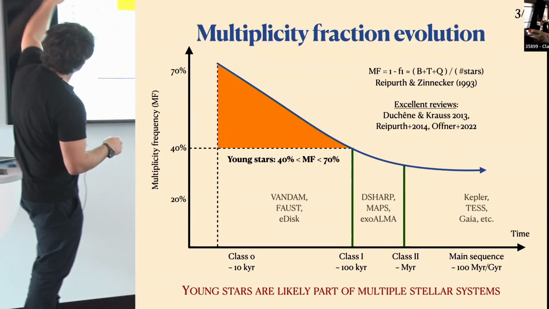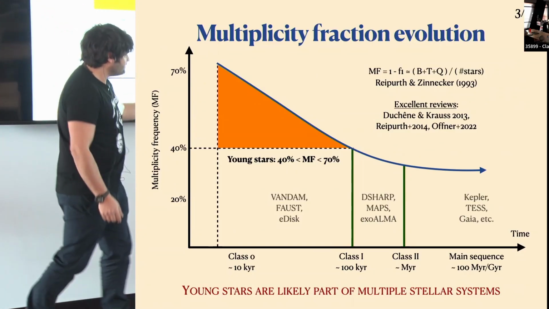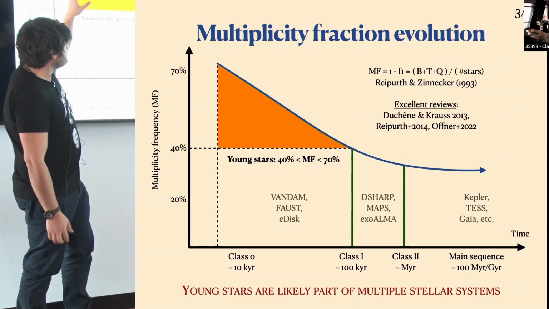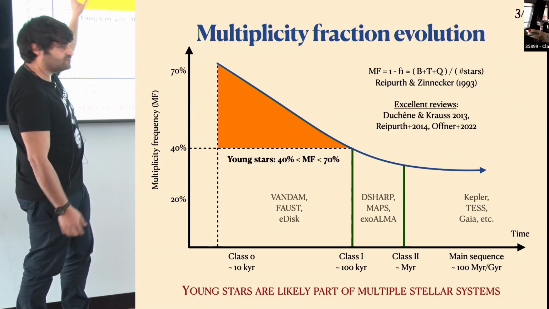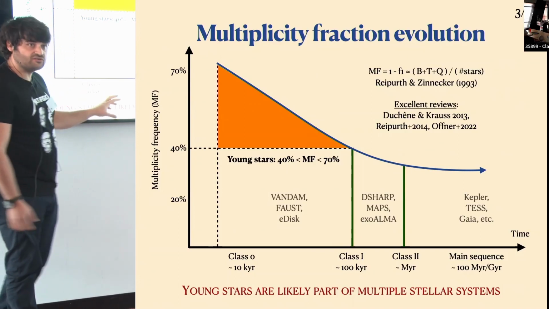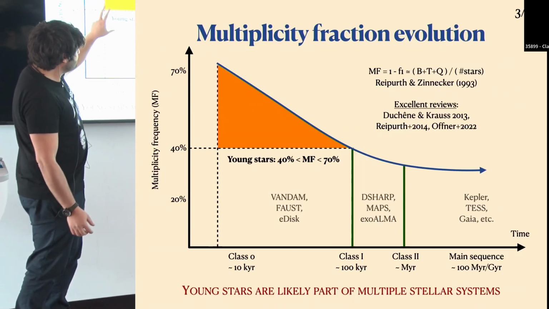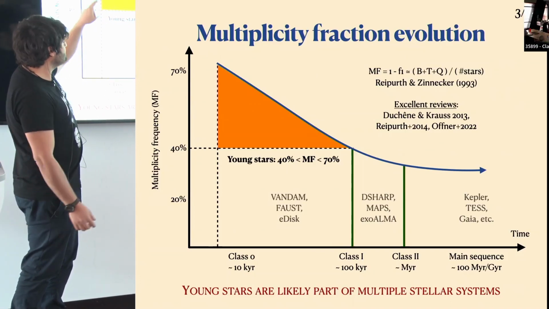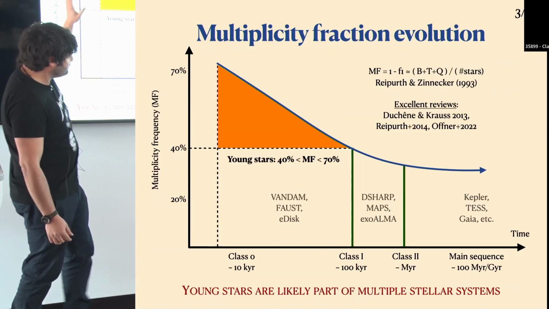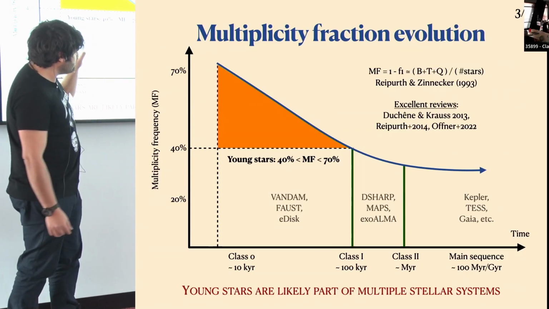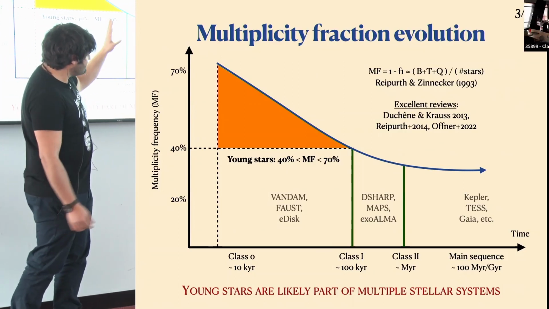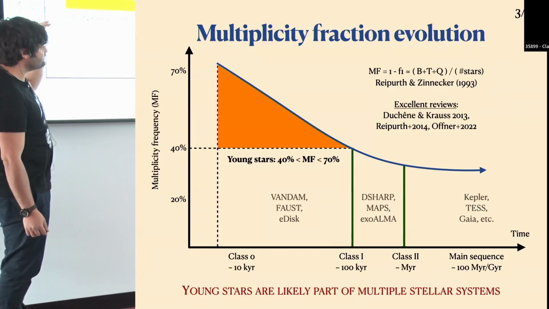So here you have the multiplicity frequency, and here you have the age of the region you're observing. This is a sketch of the observed trend. You see that when the stars are very young, what we call class 0, the multiplicity fraction is really high. It's between 40 and 70%. Then, as time moves forward, we see that class 1 and class 2 have a smaller multiplicity fraction.